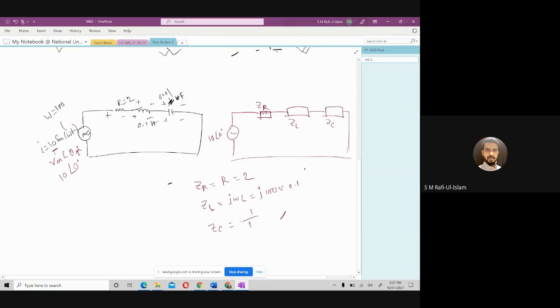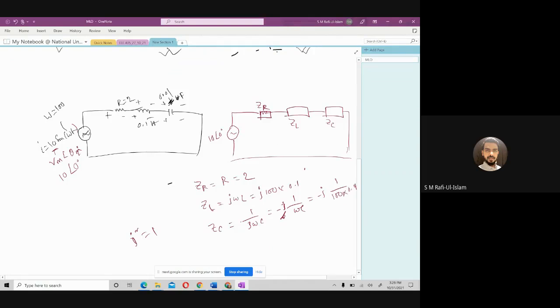1 upon j omega C, or negative j over omega C. Is it correct? Because we know j squared equals negative 1, right? So if you take that j on top, it would be negative j. Is it clear, or do I need to explain this? Sir, I have understood it. Okay, I think these are the very basic things. So you can calculate this one also, right? Negative j times 1 divided by omega, which is 100, times C. I don't know what the value is, 0.01 or something.